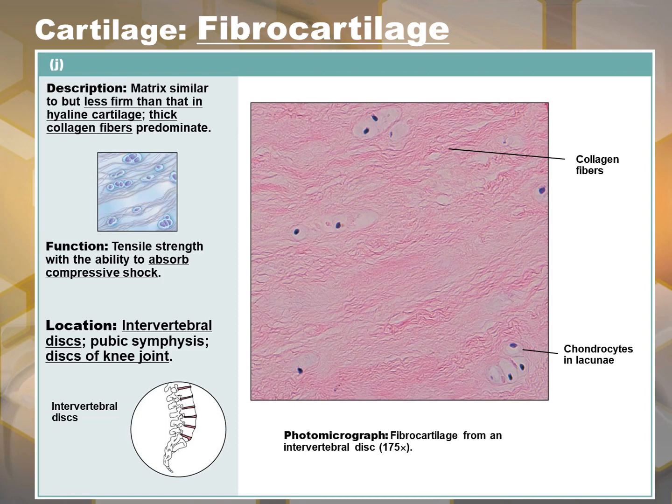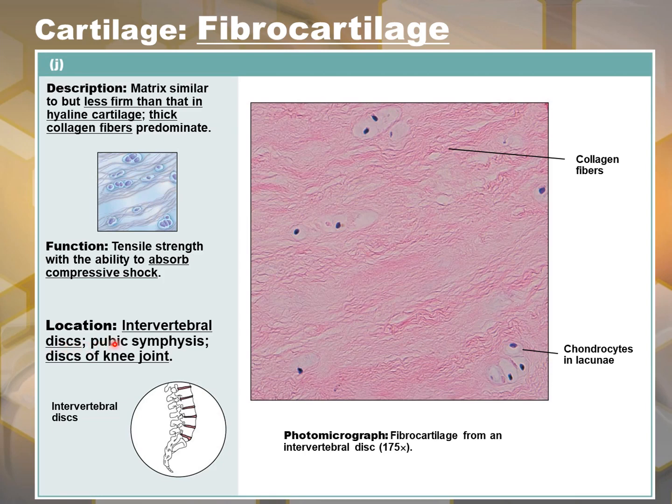And our last type of cartilage is fibrocartilage. Again, it's very similar to hyaline, but the matrix is less firm, and those collagen fibers are not as well packed together. So it's very different than hyaline cartilage. It doesn't absorb as much shock as hyaline cartilage, but it does pretty well with compressive forces. Not as good as hyaline cartilage, but we find fibrocartilage in only a couple places.